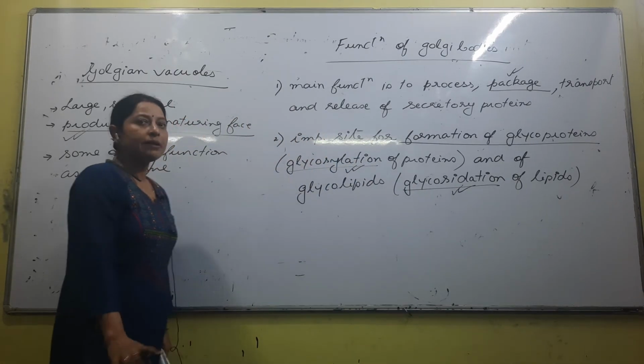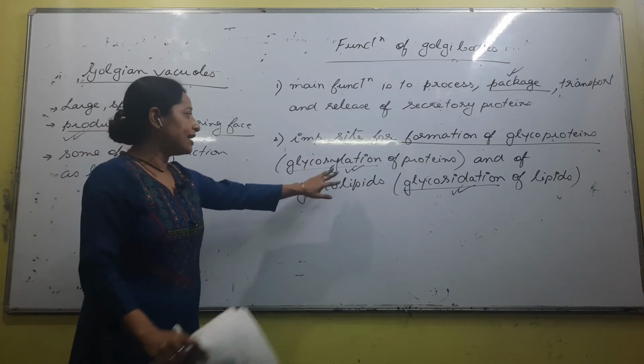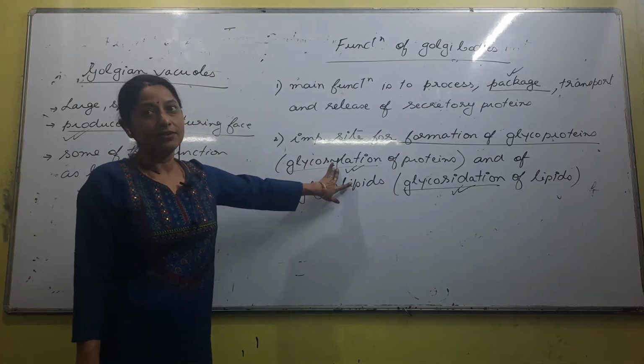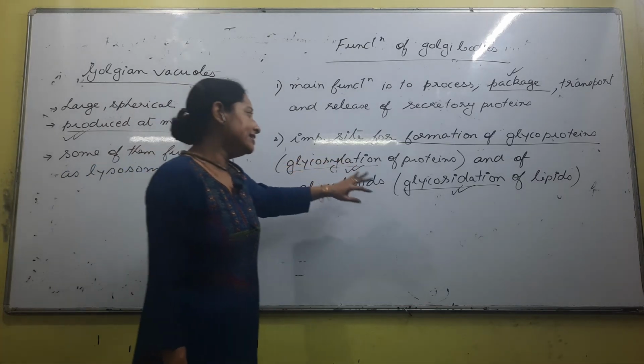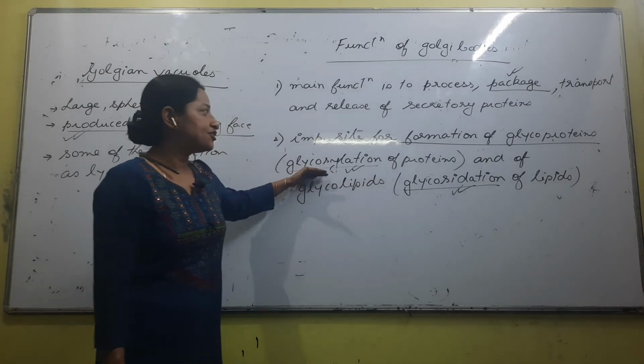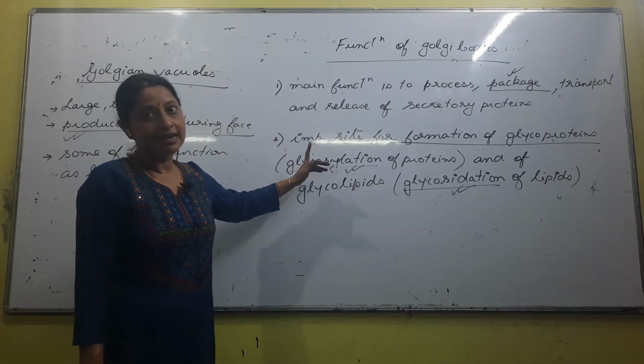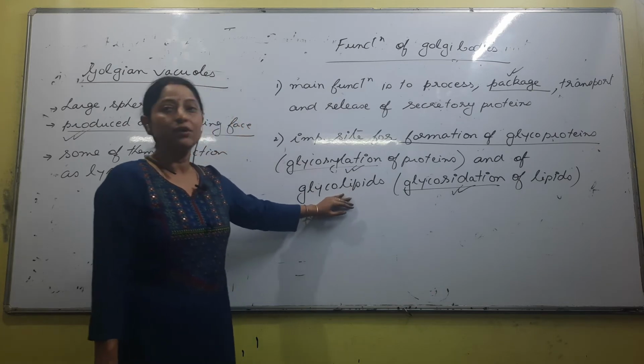Two important words from MCQ point of view, not in details, glycosylation and glycosidation, right? Details ami beleg eta chapter dia ase. Glycosylation of proteins means formation of glycoproteins, glycosidation is formation of glycolipids, right?